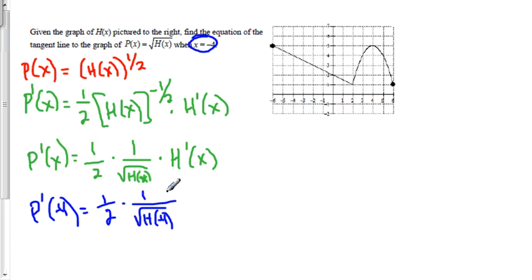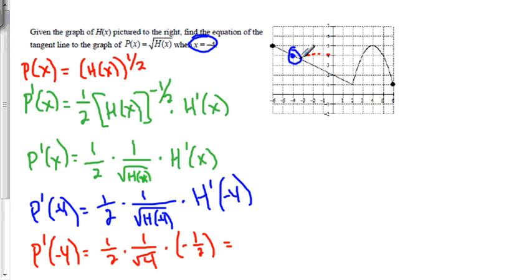So we're going to do h of negative 4. That doesn't mean it's the square root of negative 4. We're going to find the value of the function when x equals negative 4. And we're also going to find the derivative when x equals negative 4. Again, what's the derivative? Slope of the tangent line.